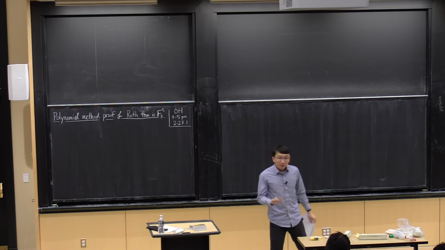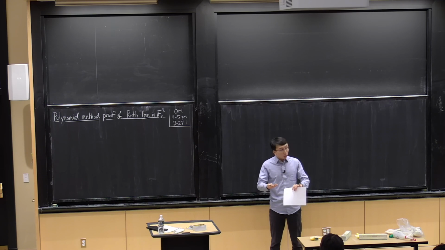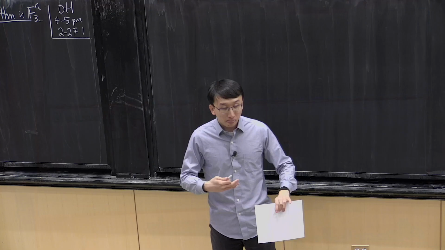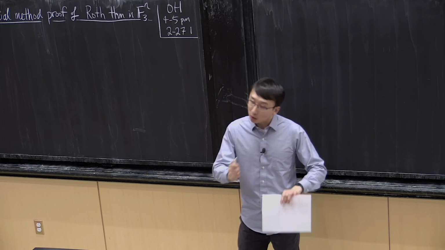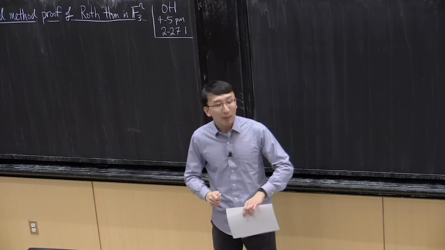For the past couple lectures, we've been talking about Roth's theorem, and we saw a proof of Roth's theorem using Fourier analytic methods. And we saw basically the same proof, but in two different settings. Two lectures ago, we saw a proof in F3 to the n, and basically the same strategy, but with a bit more work, we were able to show Roth's theorem with roughly comparable bounds over the integers.